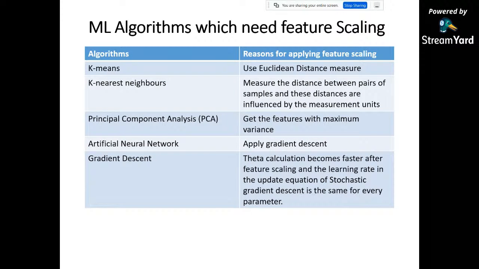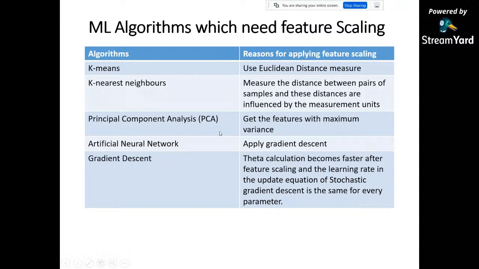Like K-means, it uses the distance measure. Of course, if it uses a distance measure, then it will be affected by different ranges of features. So that's where for K-means we go for feature scaling. Similarly, K nearest neighbor also measures the distance between pairs of samples, and these distances are influenced by the measurement units, right? So for K nearest neighbor also we go for feature scaling. Then principal component analysis, that is PCA, one of the mostly used dimensionality reduction techniques. This also looks for the features with maximum variance, so this is also feature dependent. So that's where we go for feature scaling.